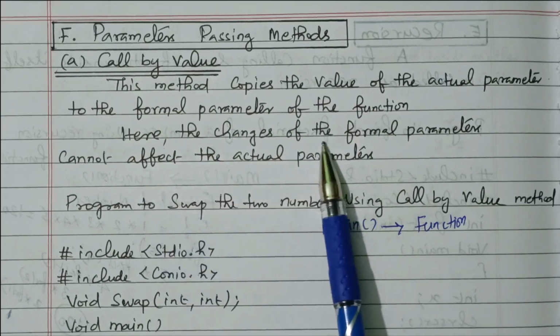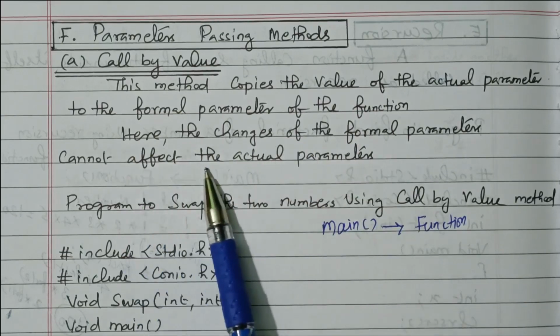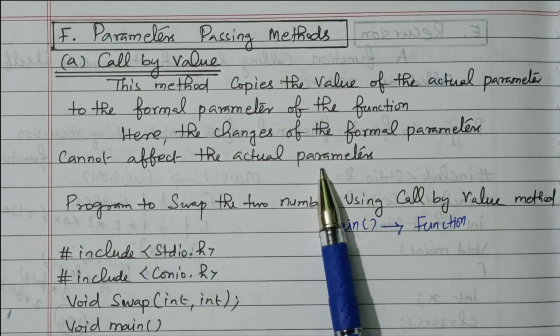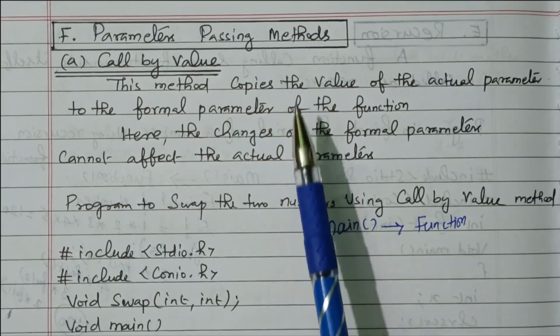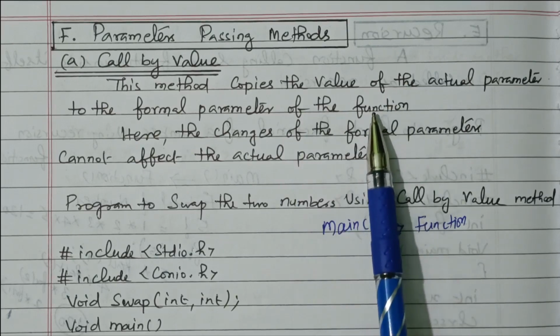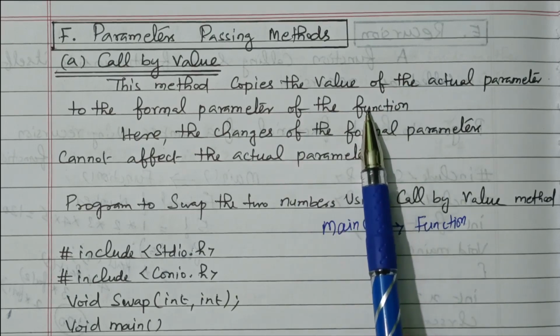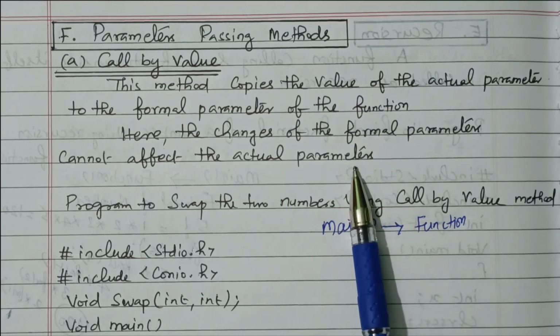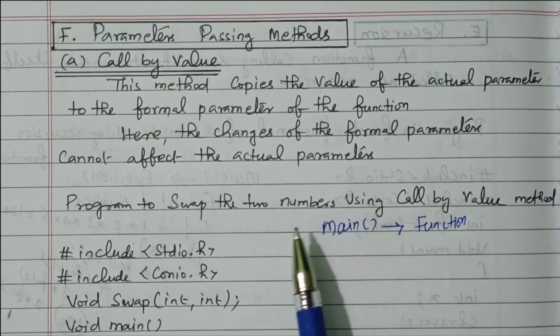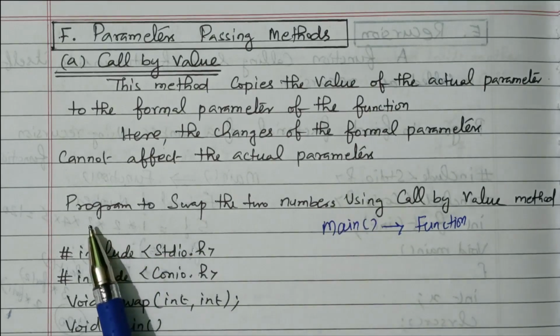Here the changes of the formal parameter cannot affect the actual parameter. If there is any change in the function, that will not be reflected in the main program, because we send only a copy of the parameter, not the original. Original value is retained. Any changes in the function will not be reflected. Now we'll see an example program so that it is easy to understand.